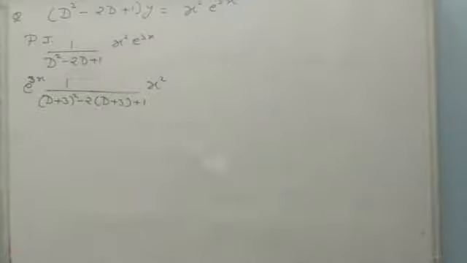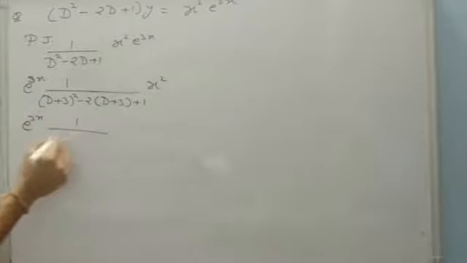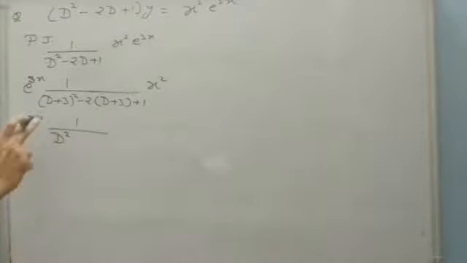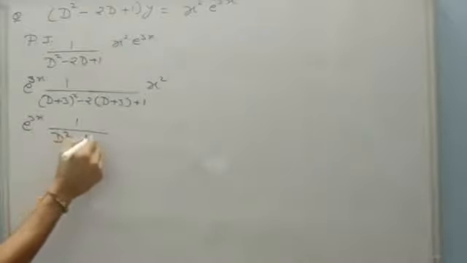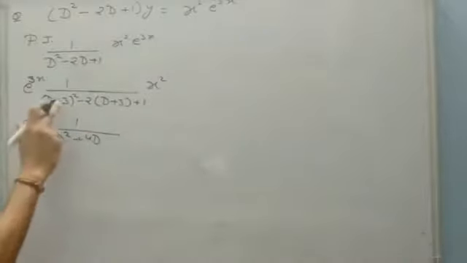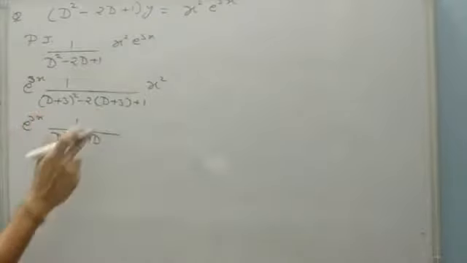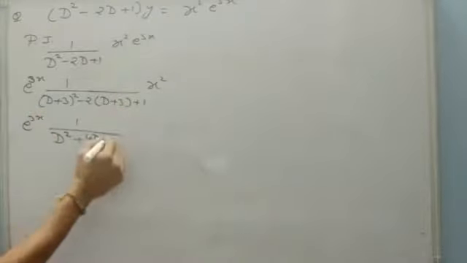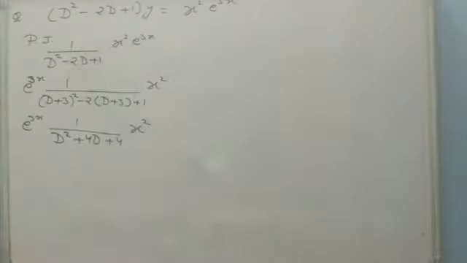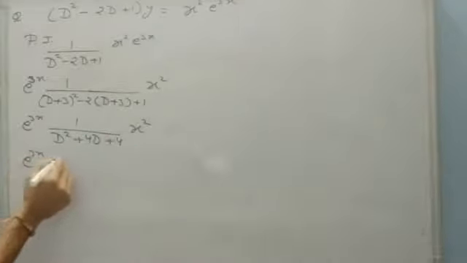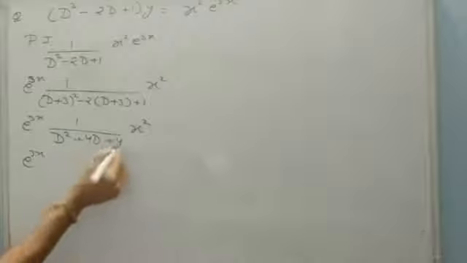Now it will become e to the power 3x, 1 upon D square. Here there will be 6D, and minus 2D means plus 4D. Here there will be 9 minus 6 means plus 3, plus 1 means 4, of x square. Now because there is an algebraic form, I have to do this by taking 4 in common.